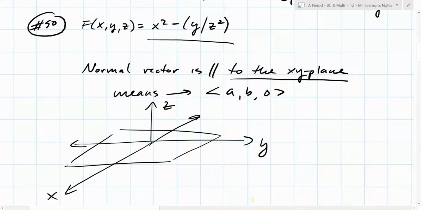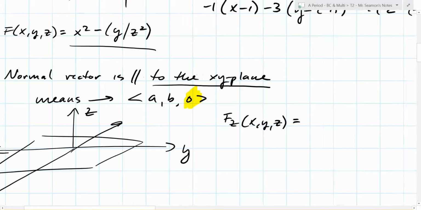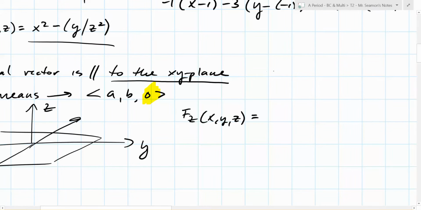To be 0. So what should we find then? F what? FZ, exactly. So let's find FZ of XYZ. What's that going to be? So let's just write this out. It's x squared minus y times z to the what? -2. Are you with me so far? I just rewrote this equation.